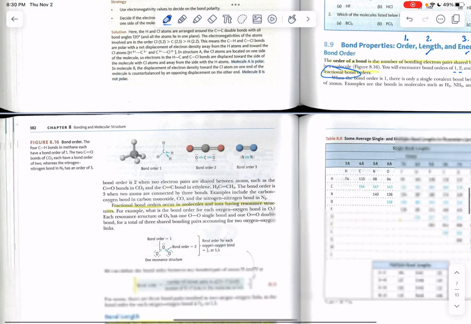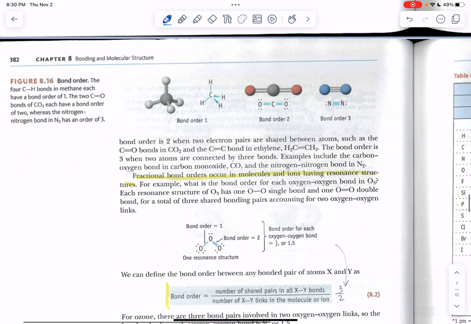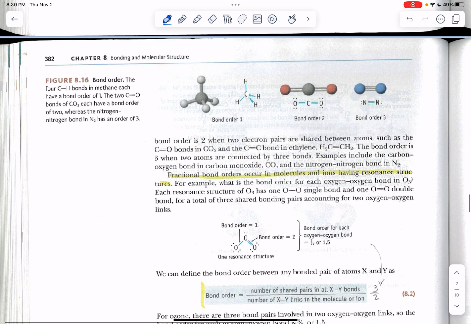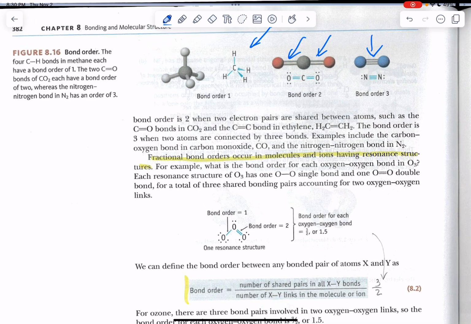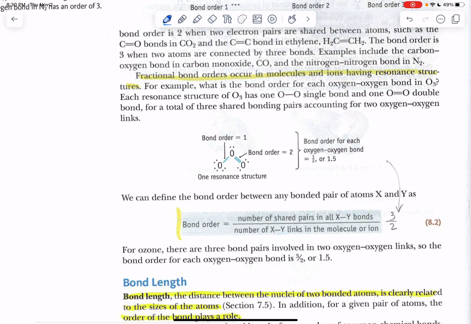In any case, to give you an example of the easy ones, in CH4, methane, every single bond has a bond order of 1. In carbon dioxide, both of your carbon-oxygen bonds have a bond order of 2. In nitrogen, N2, you have a bond order of 3. Pretty straightforward. But what about in a resonance structure?